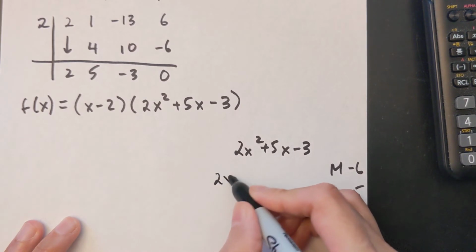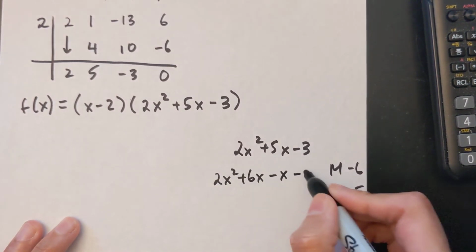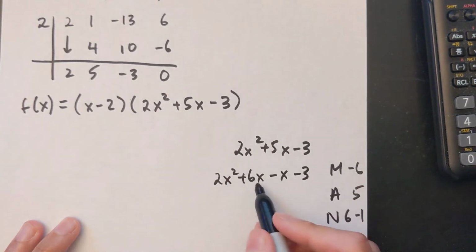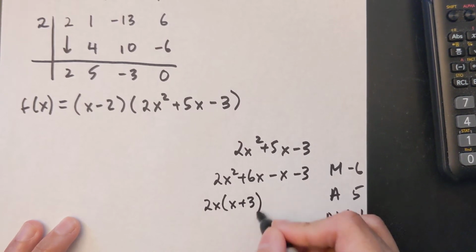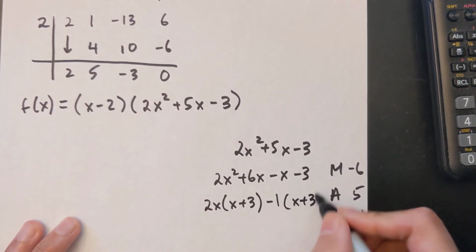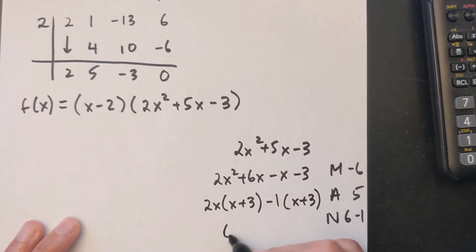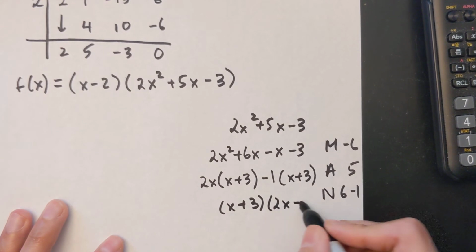So then I'll do factoring by grouping. So 2x squared plus 6x minus x minus 3. Common factor for these two is 2x. And common factor for these two is -1. So I basically have x plus 3, 2x minus 1.